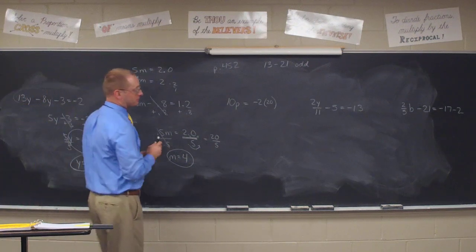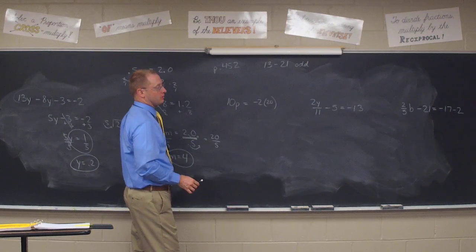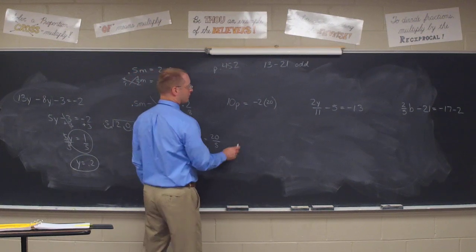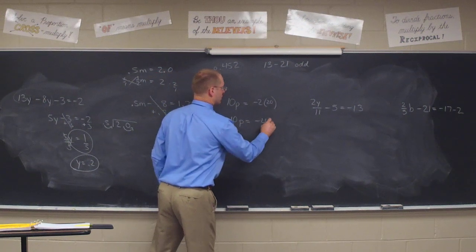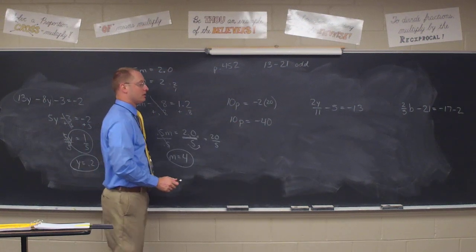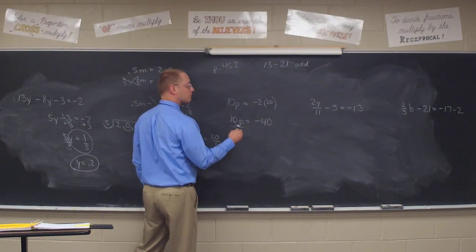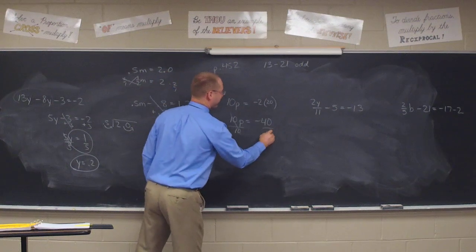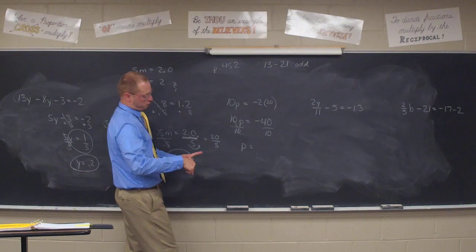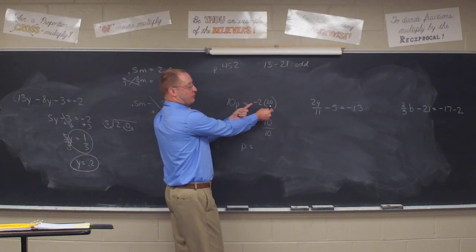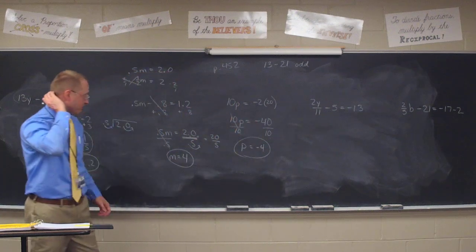What do we need to do? Multiply the negative 2 and the 20 to get negative 40. Excellent job. And then divide by the 10 on both sides, there we go, to get p is equal to negative 4. When the signs are different, just like different signs in multiplication gives negative, different signs in division also gives negative. P equals negative 4 for our answer.